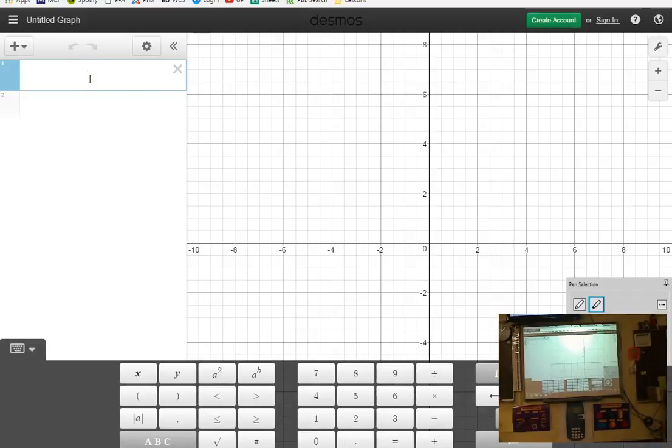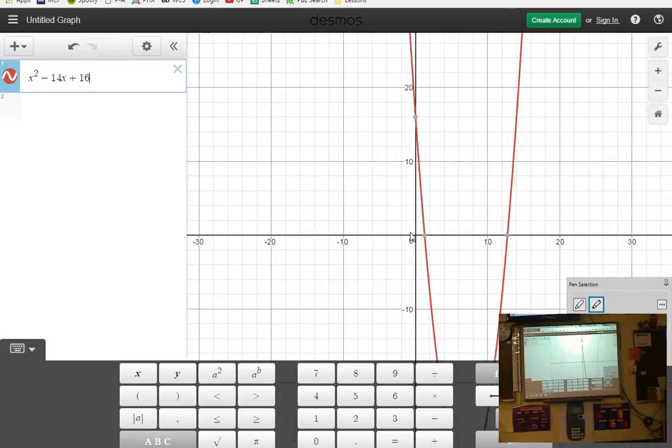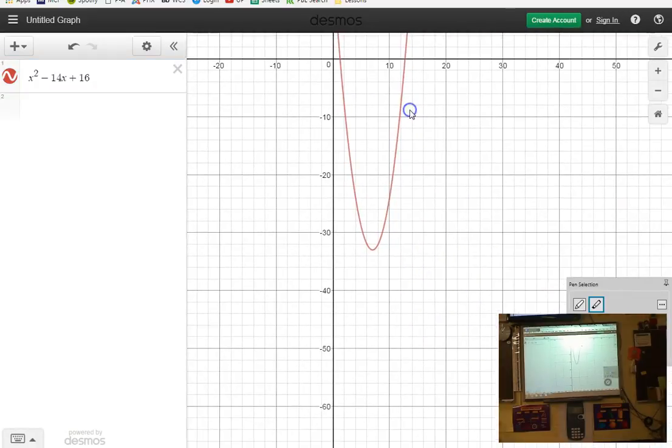X squared minus 14x plus 16. Ooh, yeah. So, using the completing the square method, we can kind of cheat the parabola, put it into perfect square form, and at the same time, find your vertex. This is really, really cool.